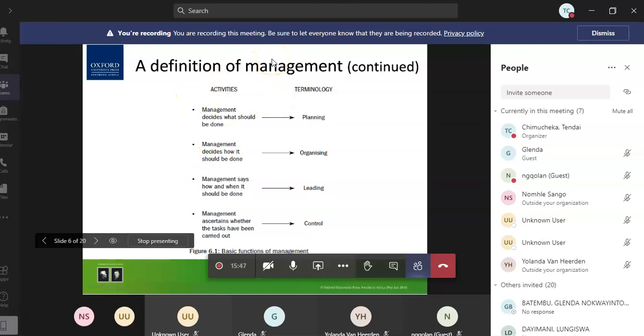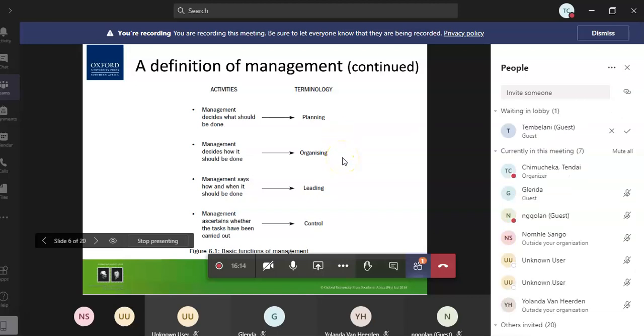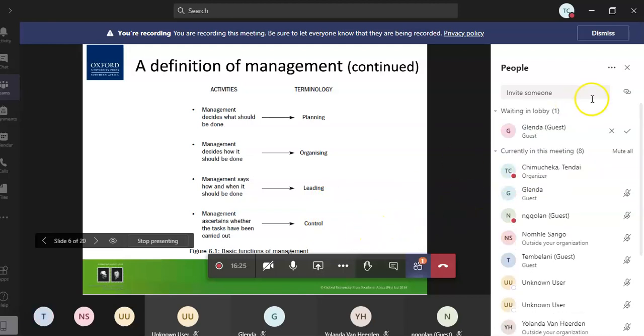So there are management functions or management tasks. What is it that managers do? This slide is very important because it forms a basis for the remaining chapters. In chapter 7, we will be looking at planning. In chapter 8, we will be looking at organizing. In chapter 9, we will be looking at leading. And in chapter 10, we will be focusing on controlling.